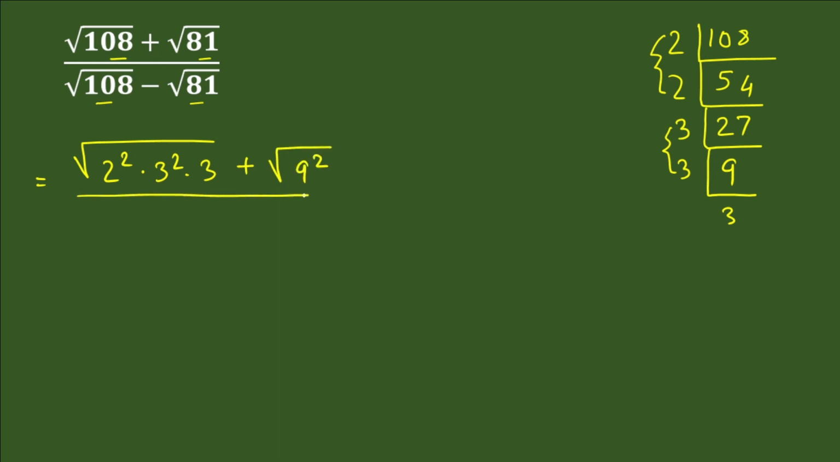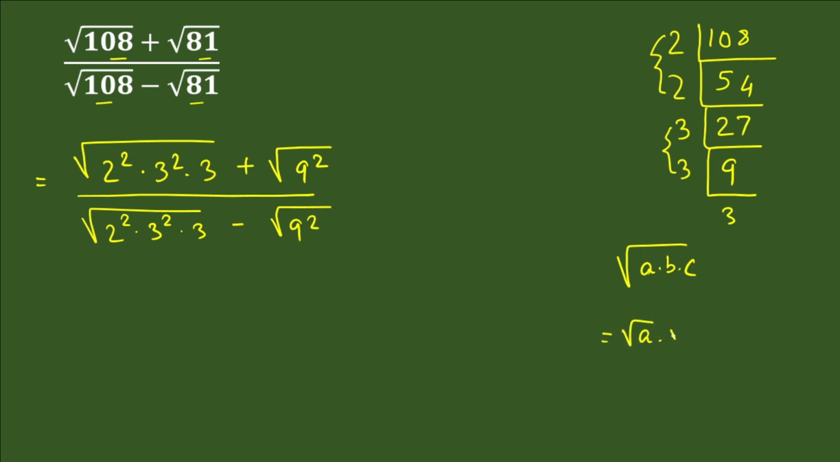Now the whole term is divided by the same value of 108. We'll write 2 square multiplied by 3 square multiplied by 3, and here we have negative, and square root 81 we'll write as 9 square, right? So it is in the form of square root of a multiplied by b multiplied by c. Now we can write this value as square root a multiplied by square root b multiplied by square root c. So we have segregated all the values.